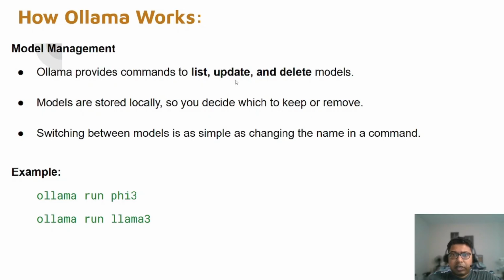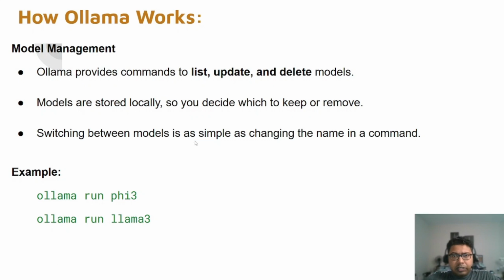Now the update model, how is it important? Say a year back we installed a model in our machine locally, right? And since this is a local machine, that model might have been updated with newer data, but since we installed it one year back, our model was not updated. So what we can do is use this update model to update that model. Models are stored locally, so you decide which to keep or remove. Yes, that's what I just explained.